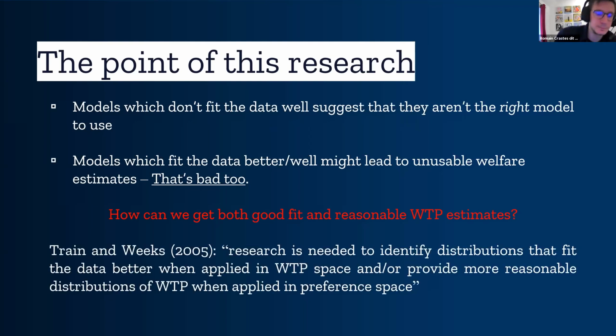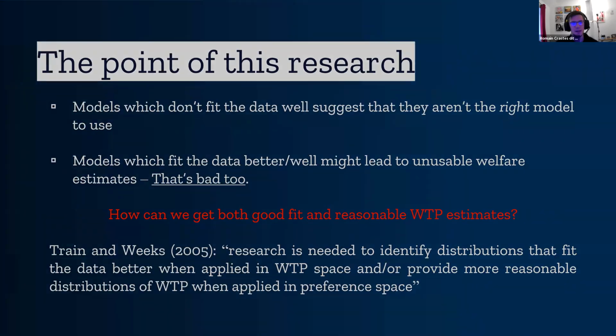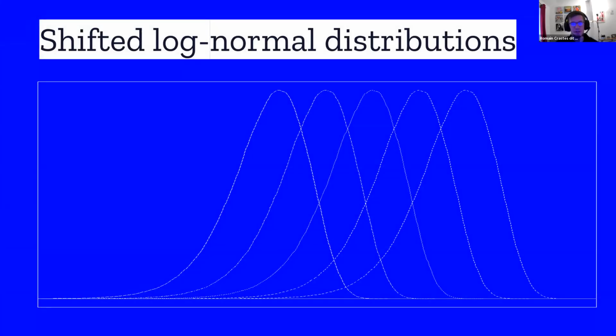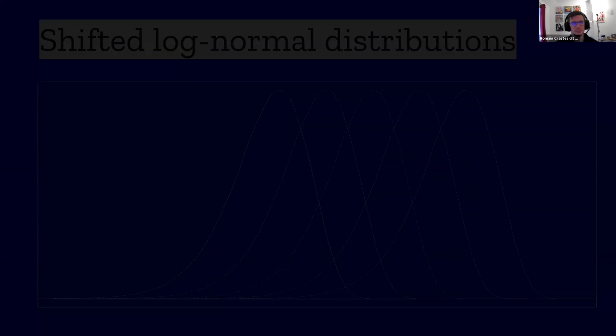And this is something which has been a relevant research question for a while in the literature, especially around the time where the willingness to pay space model was suggested. And especially Train and Weeks say that research is needed to identify distributions that fit the data better when applied in willingness to pay space, and or provide more reasonable distributions of willingness to pay when applied in preference space. And so here, what I suggest in this research is to use shifted log normal distributions.